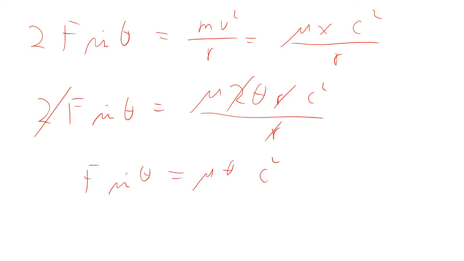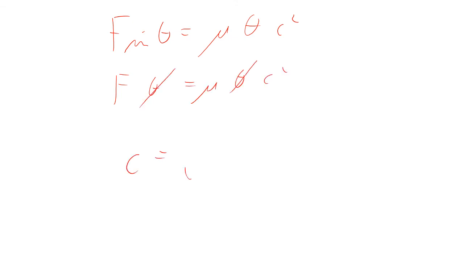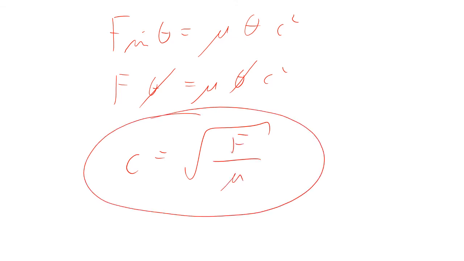Now, as long as we're only talking near the top of that circle, we can make the small angle approximation that sine theta is approximately theta. If we do that, then F sine theta equals mu theta c squared becomes F theta equals mu theta c squared. The thetas cancel, so c is the square root of F over mu. So that's the speed of the wave in that string, or a rope or whatever.